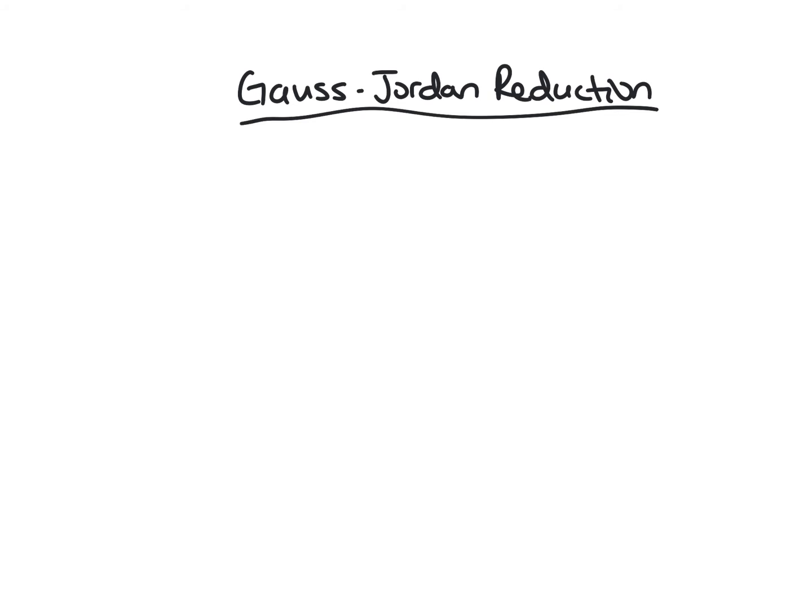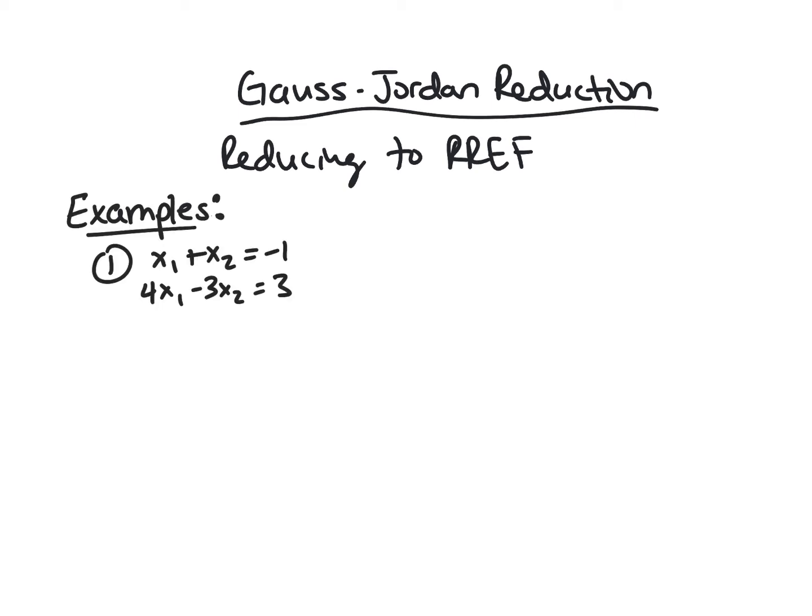So now we're going to look at Gauss-Jordan reduction, named after Carl Friedrich Gauss, a German mathematician, and Camille Jordan, a French mathematician, but we're horrible Americans here, and so we'll just say Jordan. This is just the process of reducing to reduced row echelon form. We call getting to row echelon form Gaussian elimination, or Gauss's method, and then this is Gauss-Jordan reduction.